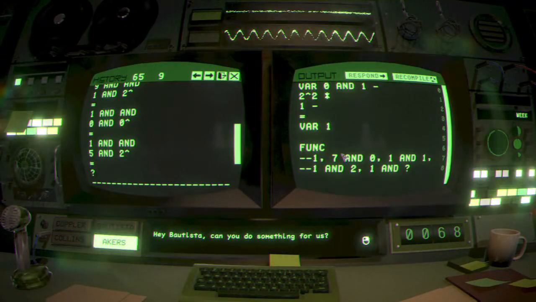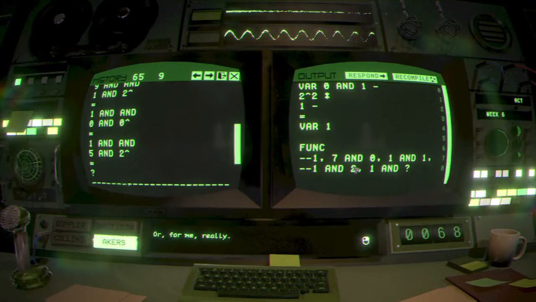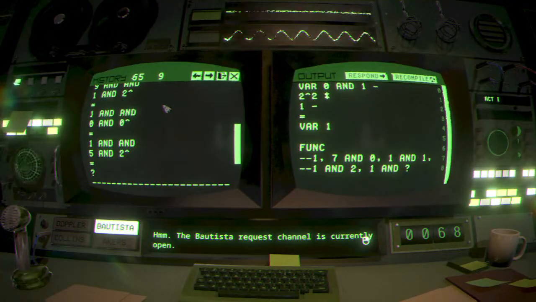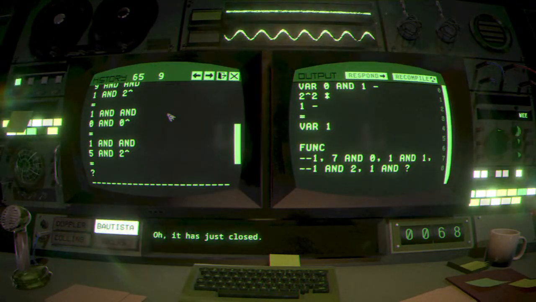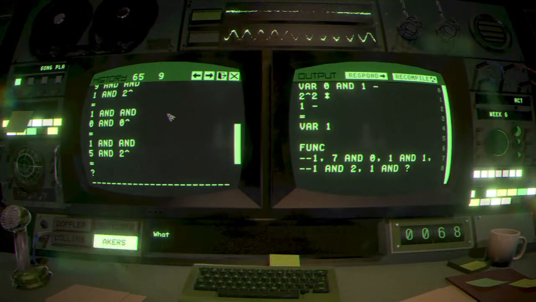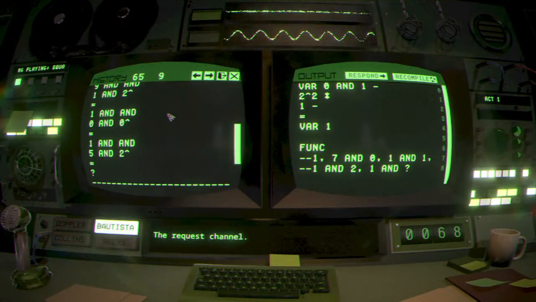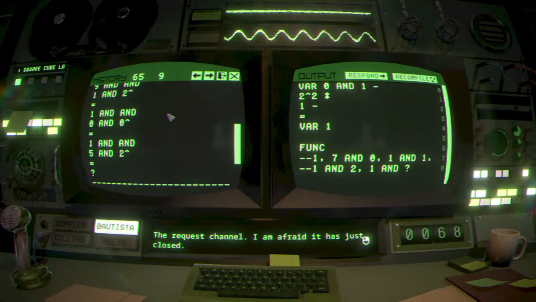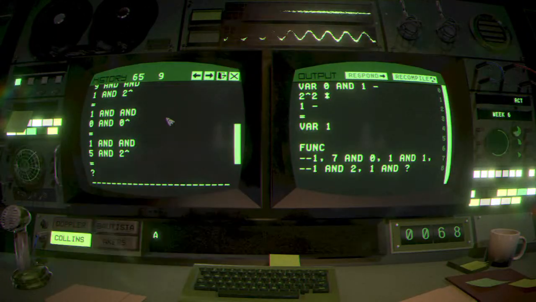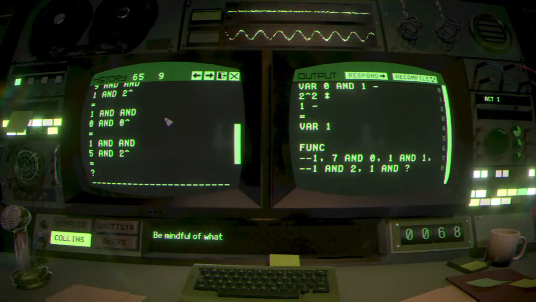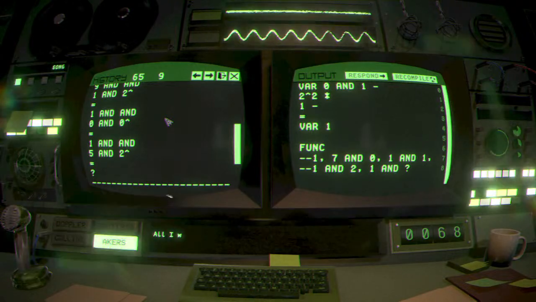Hey Batista, can you do something for us? Or for me, really? The Batista request channel is currently open. Do you think you... Oh, it has just closed. I apologize. What? The request channel. I'm afraid it is just closed. That's not right. Hackers, the transcript. Be mindful of what makes its way into the log.